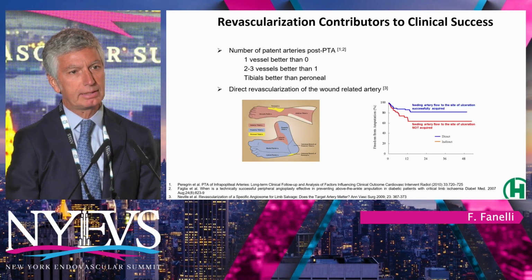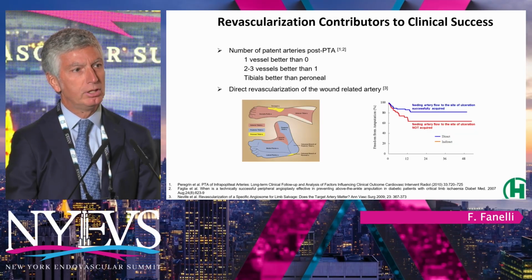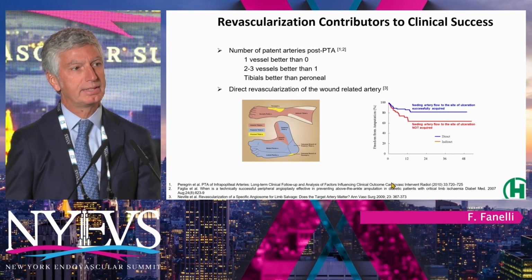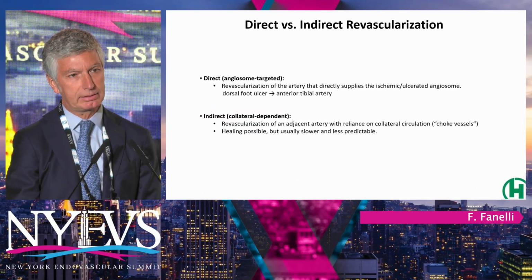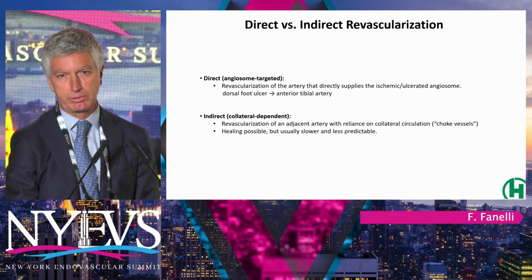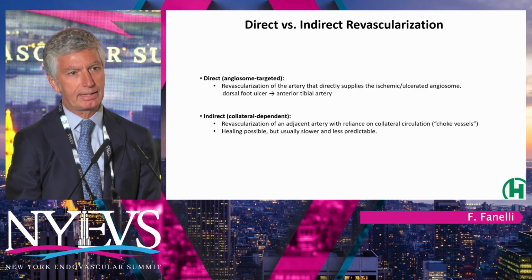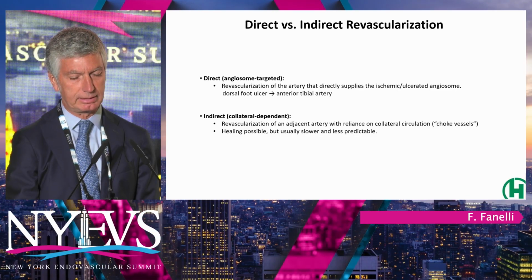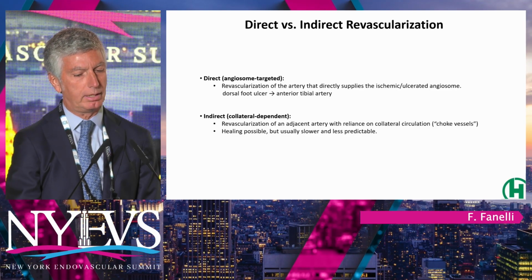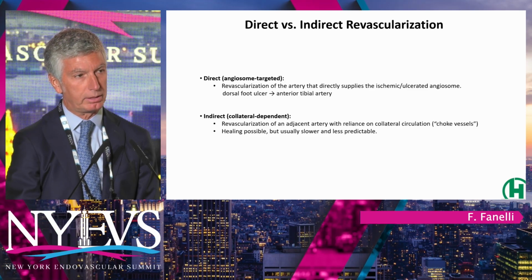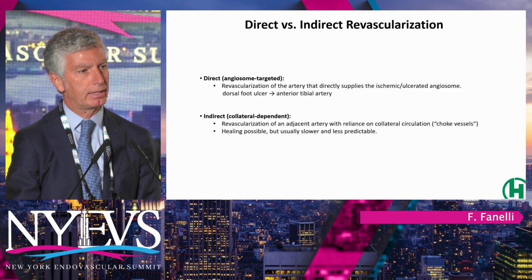Another discussion point is whether it's preferable to have a direct revascularization, or whether we can also use an indirect revascularization through some collaterals. When we have a direct revascularization, this means that there is a direct flow coming from a single main artery directly to the area where the disease is located. For example, if we have a lesion at the level of the dorsal foot, we can open the blood flow directly from the anterior tibial artery.